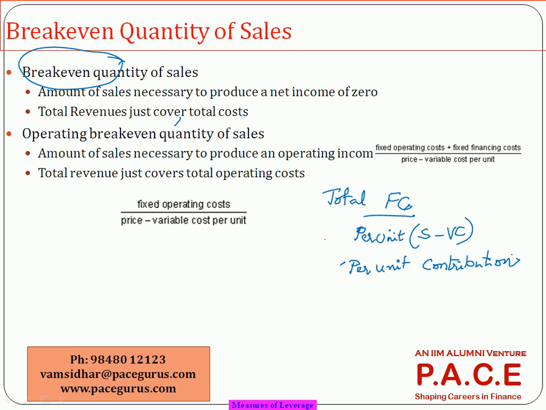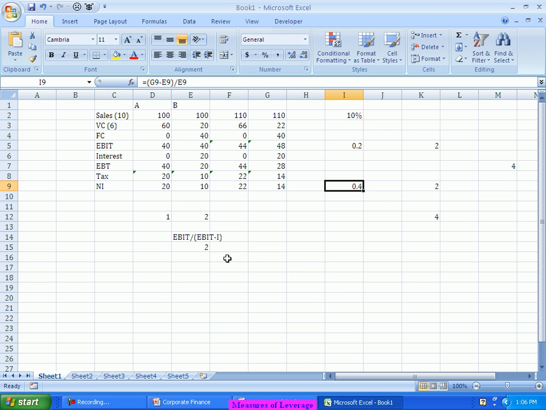So we'll take it as the total fixed cost divided by per unit contribution. So let's go back to this example. Let's assume here we have assumed that we had 10 units, right? So per unit sales is 10 million. Here per unit variable cost is 6 million. So in this case, what is my break even?